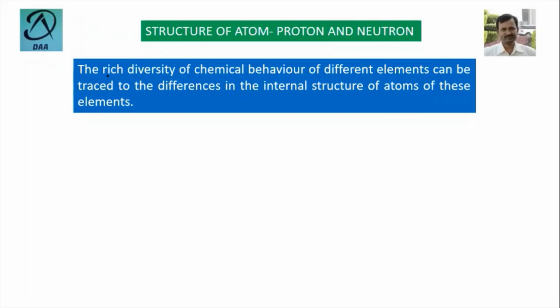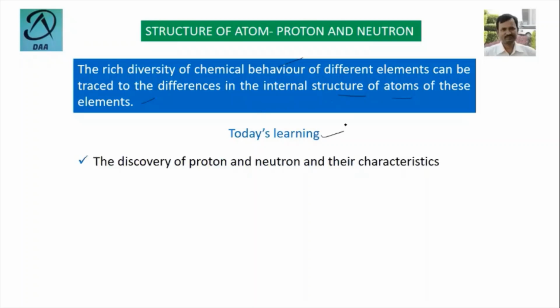So we know that the rich diversity of chemical behavior depends on the internal structures of atoms of that element. So different elements have different internal structures of atoms. That's why different elements show different chemical behavior. So today's learning point number 1 is the discovery of protons and neutrons and their characteristics.